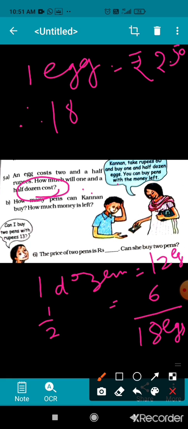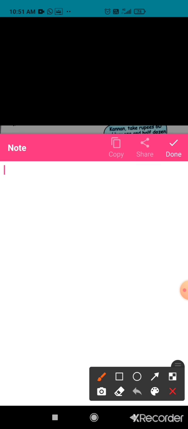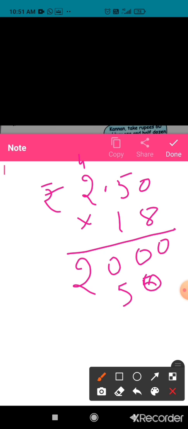So 18 eggs cost will be more. For that what you will do? You will multiply. Children, you all know how we can do this. Here I will show you. Rupees 2.50 multiplied by 18. We will do simply multiplication. 8 zeros are 0, 8 fives are 40, 0 carry over 4, 8 twos are 16 and 4 20. 1 zeros are 0, 1 fives are 5 and 1 twos are 2. 0, 0, 5 and 4.